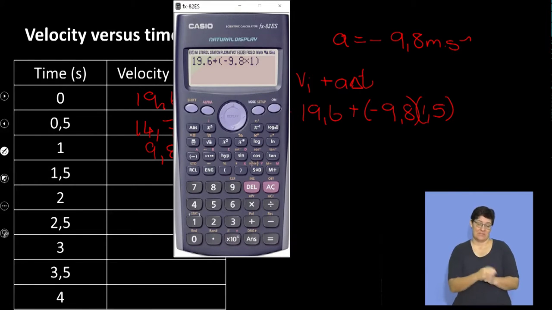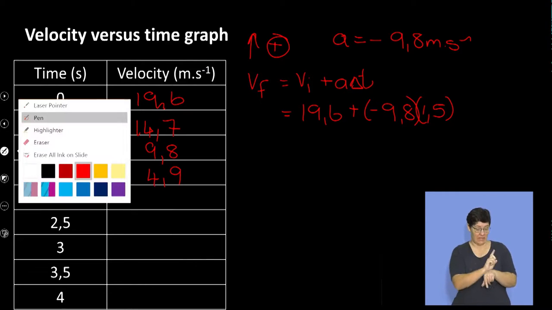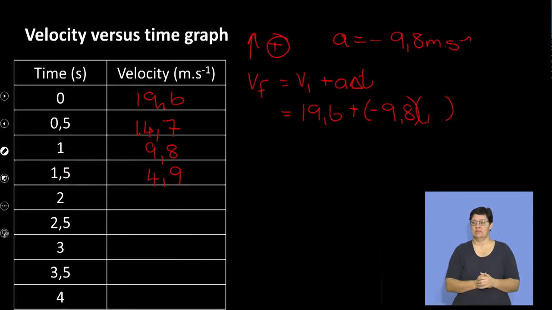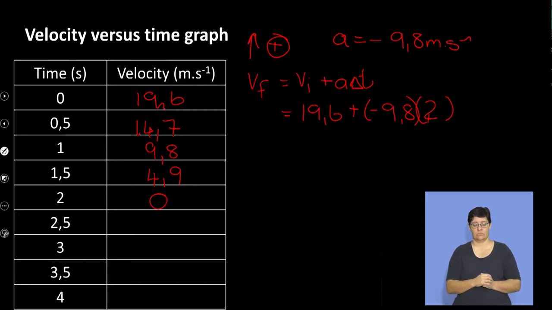So we're going to go back there. I'm going to make that 1.5. Oops, no, I don't need that second bracket. There we go. We now have 4.9. So we're starting to see in 1.5 seconds it's changed quite a bit. Instead of 1.5, we now have 2. Go back to our calculator, and we're going to change that to a 2. Oh, 0. So after 2 seconds, it's reached the top of its motion.